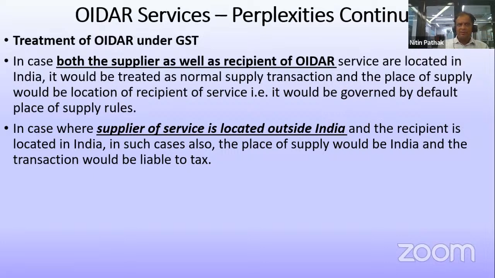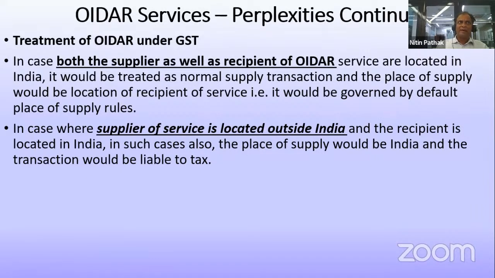In case both the supplier and the recipient of OIDR service are located in India, so I am providing a service which is OIDR, and both receiver and supplier are in India, then it would be deemed to be a local supply. Located in India, it would be treated as a normal supply transaction, and the place of supply would be the recipient. It would be governed by the default supply rule.